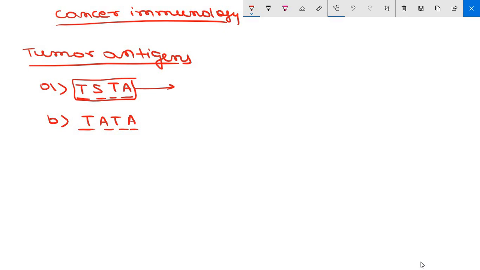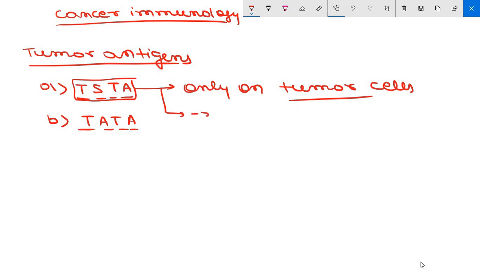These antigens are present only on tumor cells. They are characteristic of only tumor cells. They are not present on normal cells, so they are absent on normal cells and only present on tumor cells. So they are known as tumor specific.